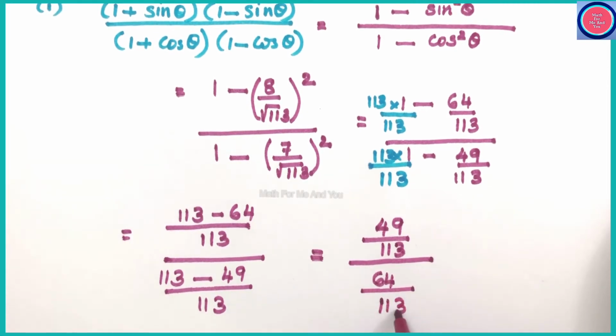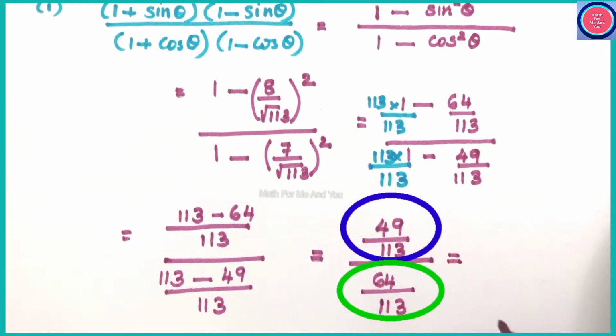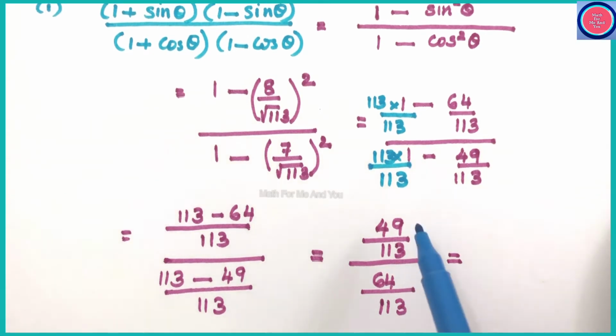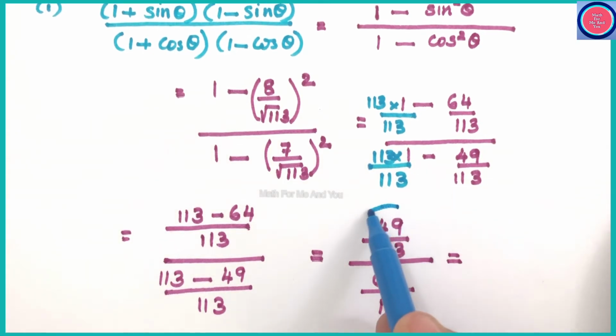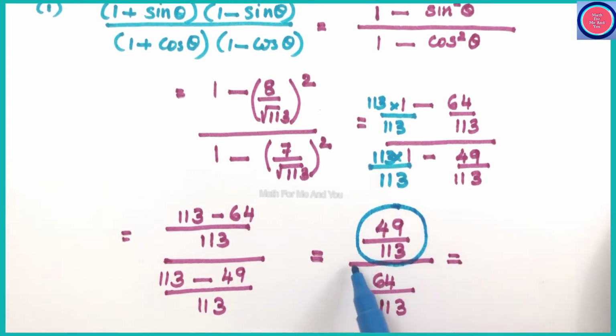Now we can see two fractions, 49 divided by 113, the first fraction, divided by the second fraction. How can we perform division? The first fraction multiplies with the reciprocal of the second fraction. That means 49 divided by 113, we write same as it is, and in place of division we write multiplication, and the second fraction that is 64 by 113 we write the reciprocal.